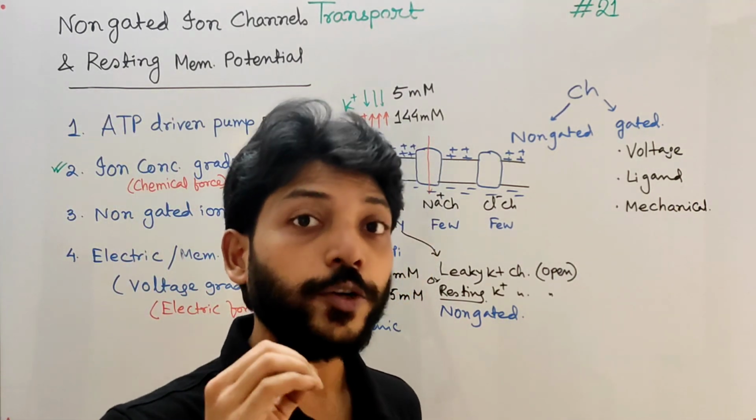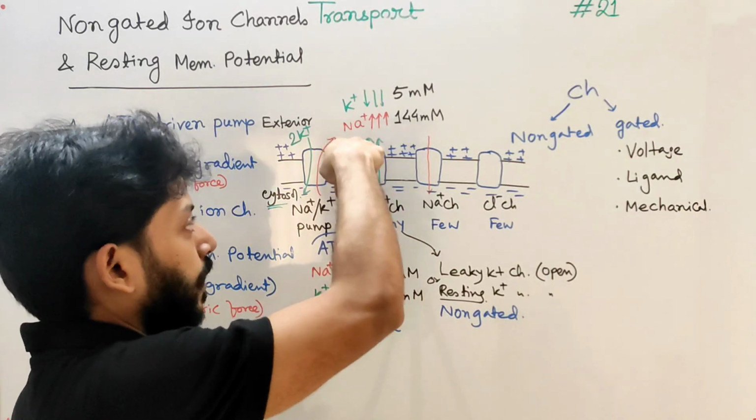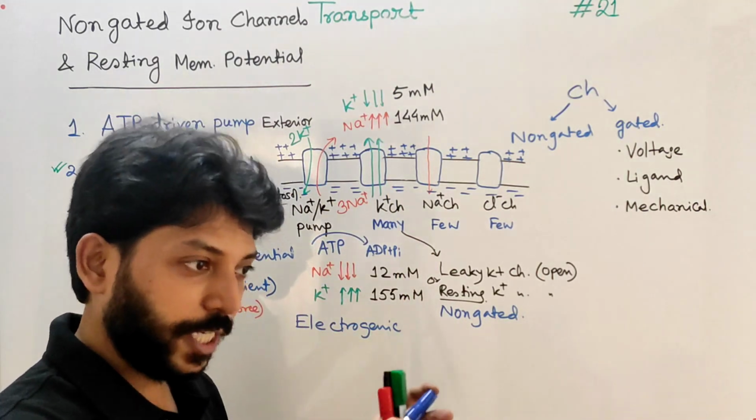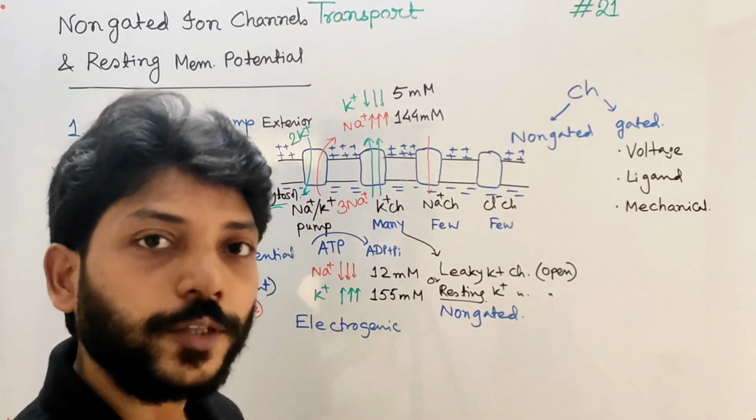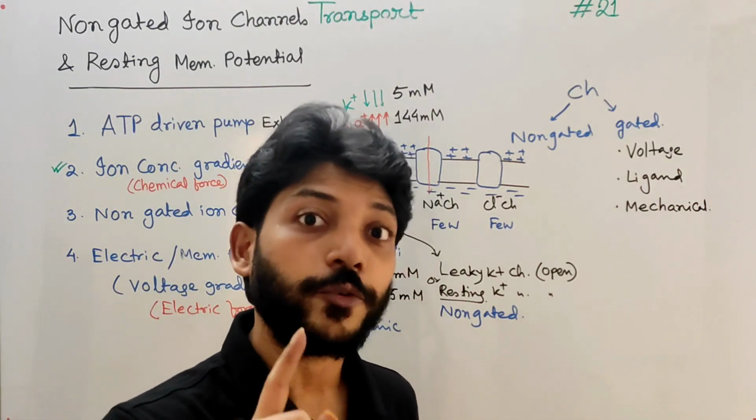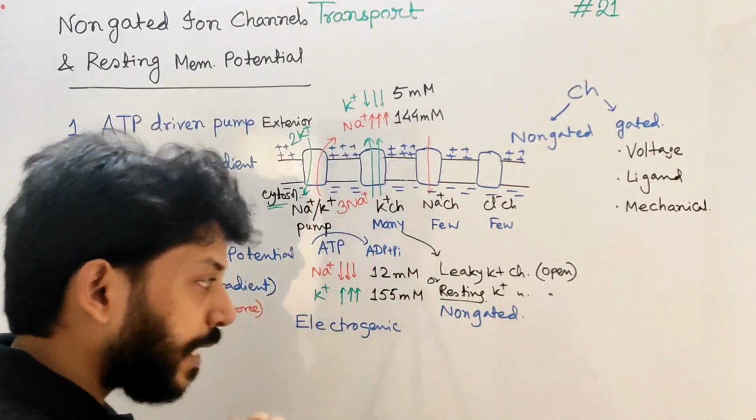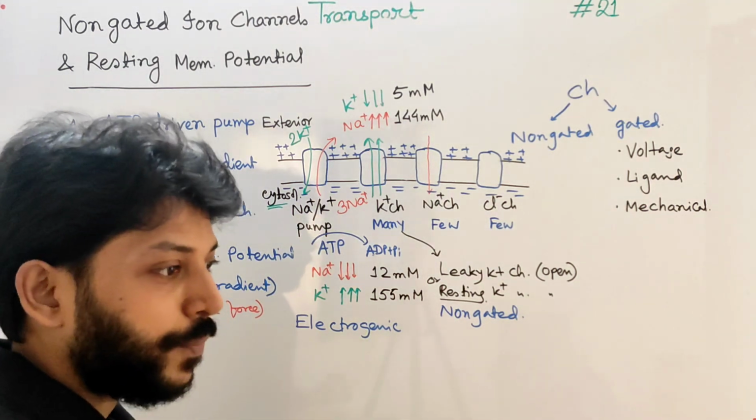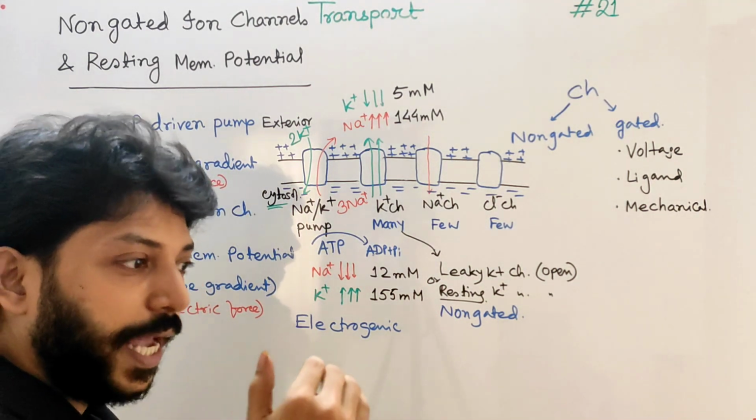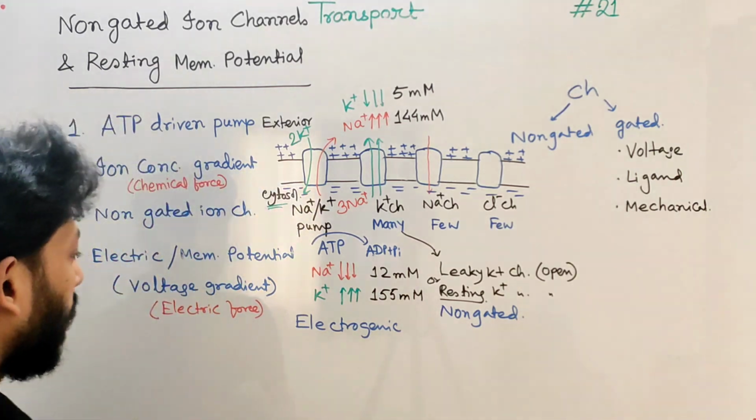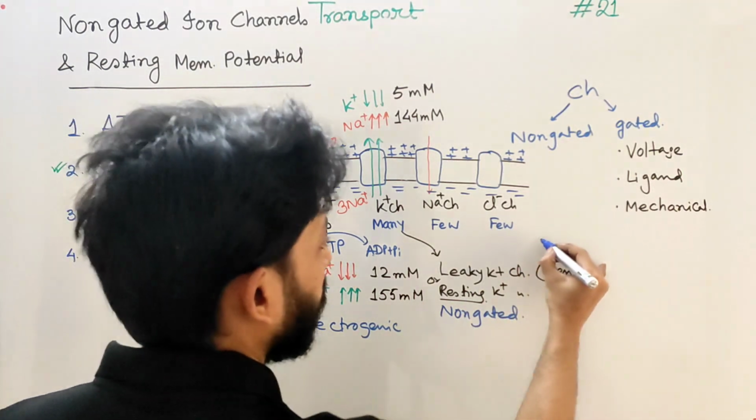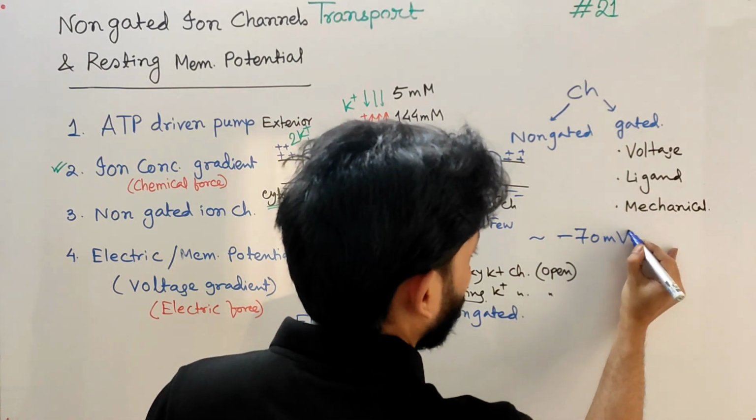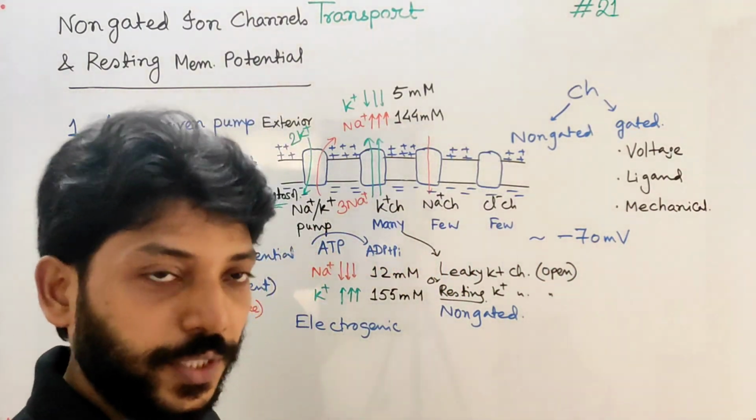If you put microelectrodes inside a cell, and outside you put another microelectrode, and if you connect these two microelectrodes with a voltmeter or potentiometer, you will get a reading. Scientists have observed that the resting membrane potential, that means when the cell is at rest or unstimulated, is approximately minus 70 millivolt. Remember the value, minus 70 millivolt.